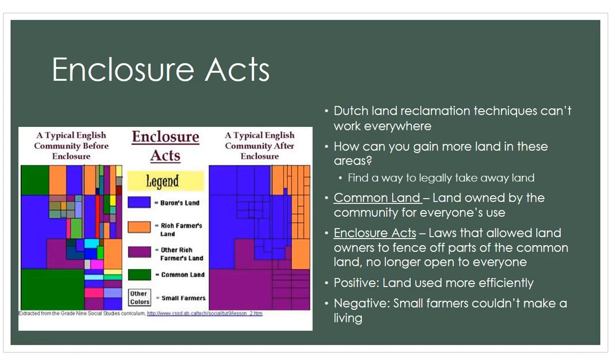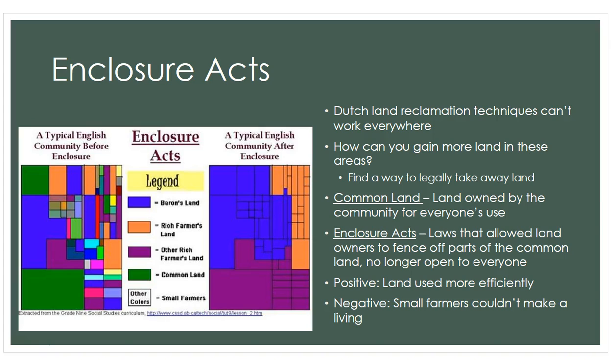And here's another kind of graphic representation, I guess, of before the Enclosure Acts, you could see all the different small little farmers around, and then there's the common land in the darker green, which then kind of gives way to, there's the baron's land, here's a rich farmer's land, and here's another rich farmer's land, and you see no more small farmers really on there, because they just can't make a living anymore.